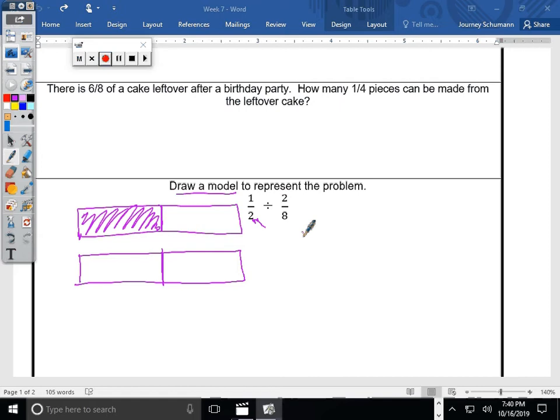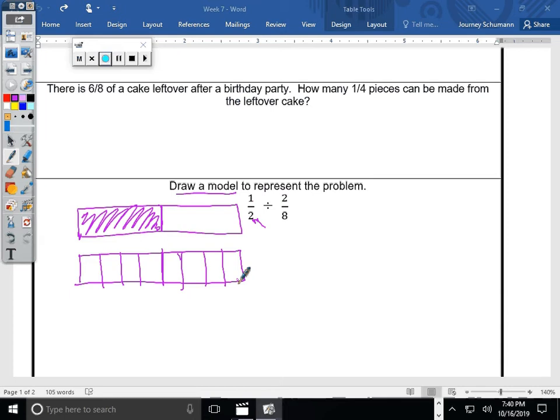That would get me 8, and the answer would be 4. 4 to either side. So I'm going to draw 1, 2, 3 sections, and 1, 2, 3 sections. And when I do that, I end up with 1, 2, 3, 4 parts to the left, and 1, 2, 3, 4 parts to the right. That's a total of 8. Now I have my 8ths.